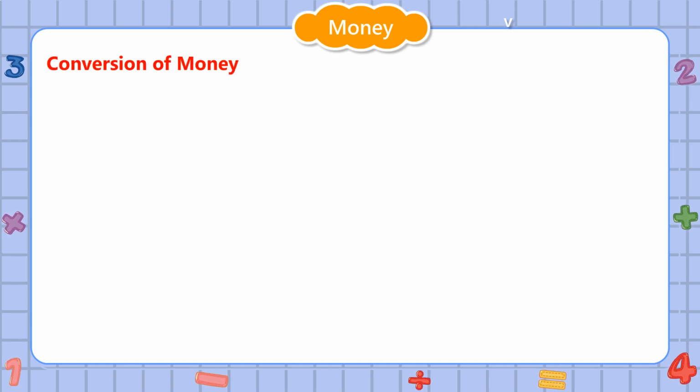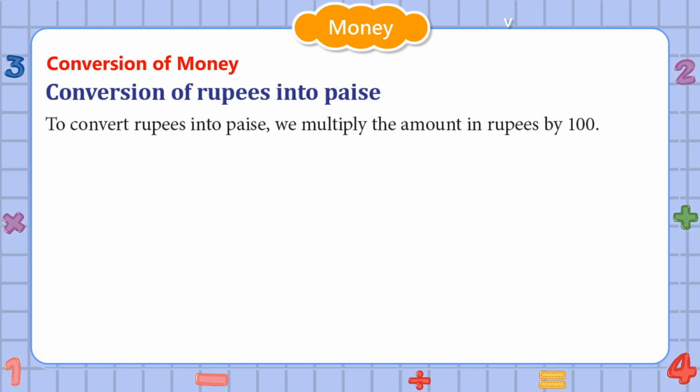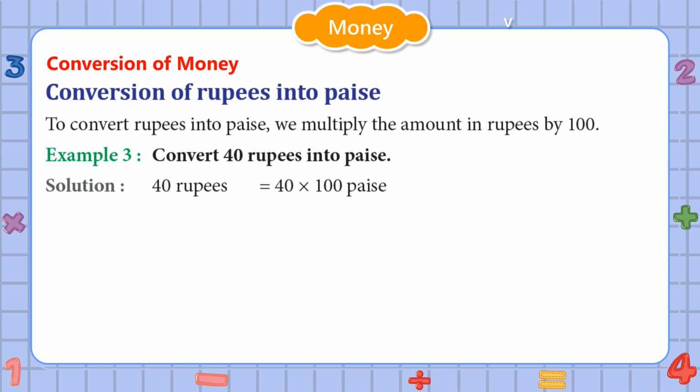Conversion of money. Conversion of rupees into paise. To convert rupees into paise, we multiply the amount in rupees by 100. Example 3. Convert 40 rupees into paise. Solution. 40 rupees is equal to 40 multiplied by 100 paise. It is equal to 4000 paise.